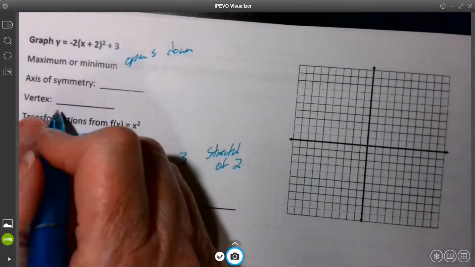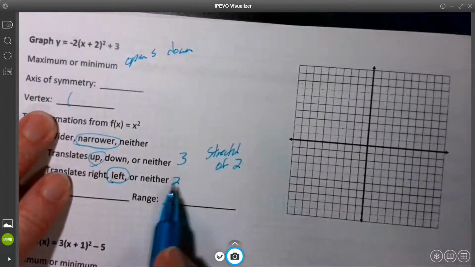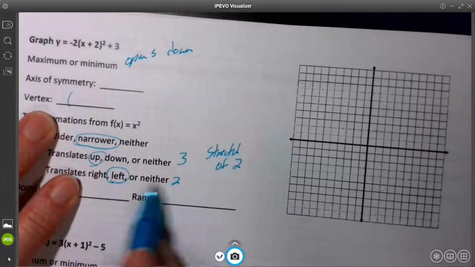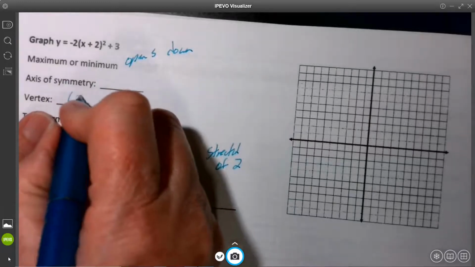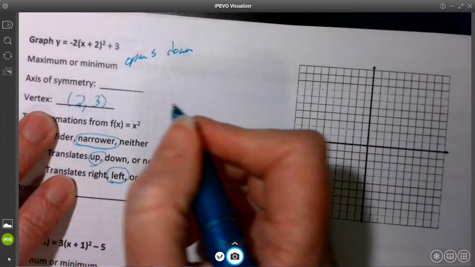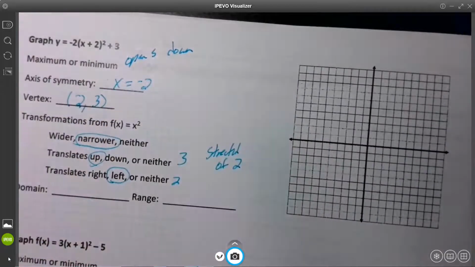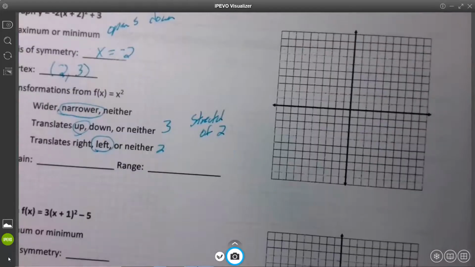Okay? Vertex axis of symmetry. Oh yeah, we can write the vertex. What's my vertex? Look at your shifts. Okay? Left 2, that's a negative 2. Up 3, that's a positive 3. Axis of symmetry is always x equals whatever the x coordinate is. Okay, so we know all that.